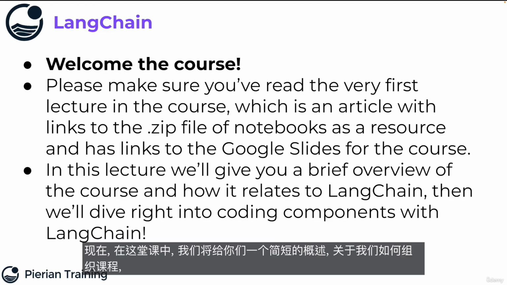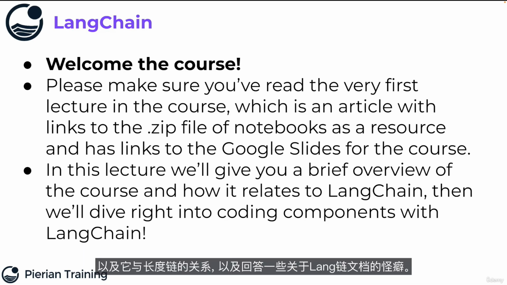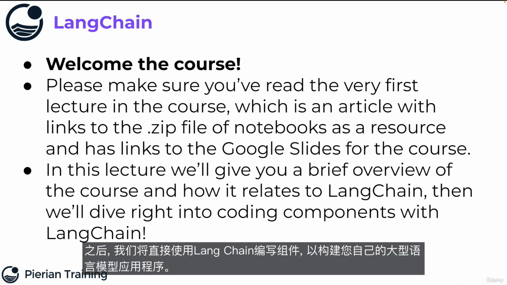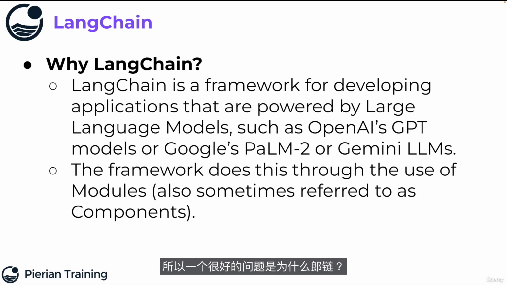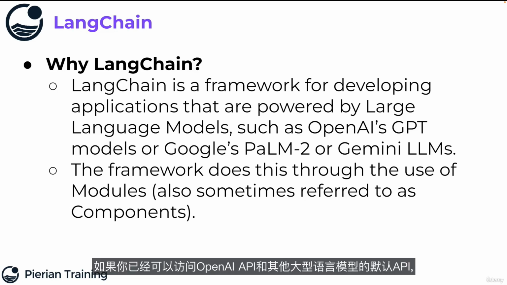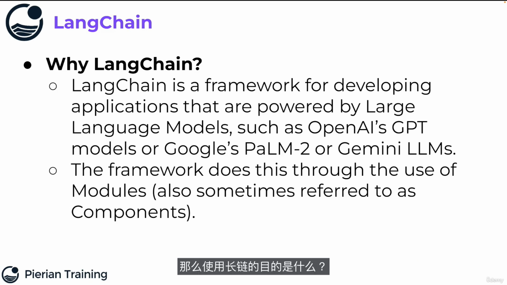Now, in this lecture, we're going to give you a brief overview of how we structured the course and how it relates to LangChain, as well as answer a few quirks about the LangChain documentation. After that, we're going to dive right into coding components with LangChain to build out your own large language model applications. So, a good question is, why LangChain? If you already have access to things like the OpenAI API and the default APIs for other large language models, what's the purpose of using something like LangChain?